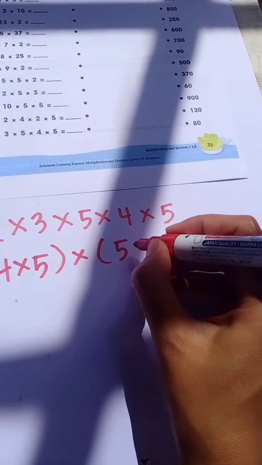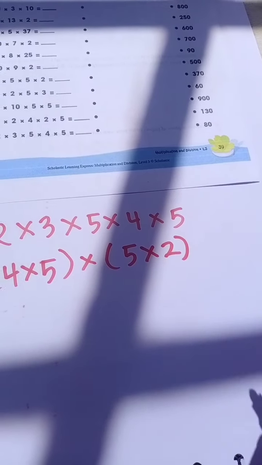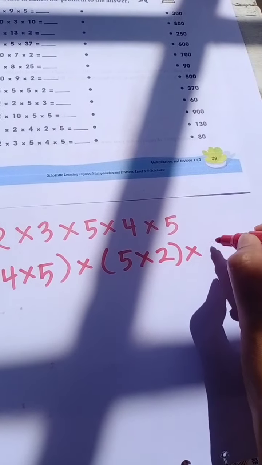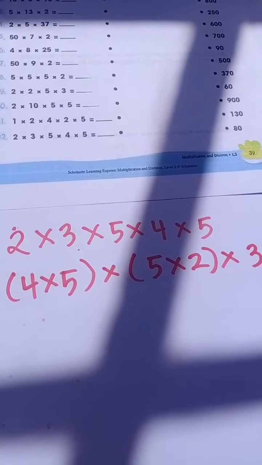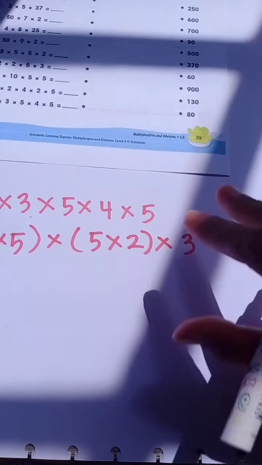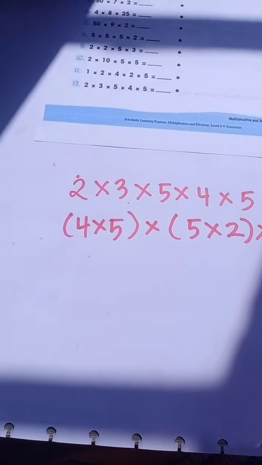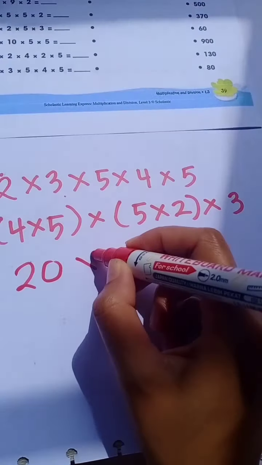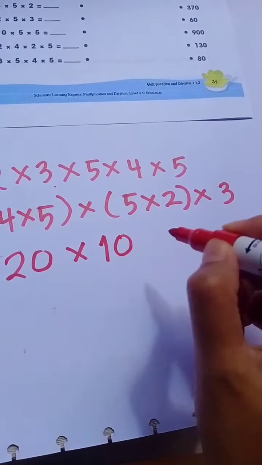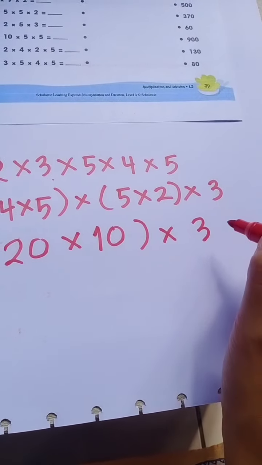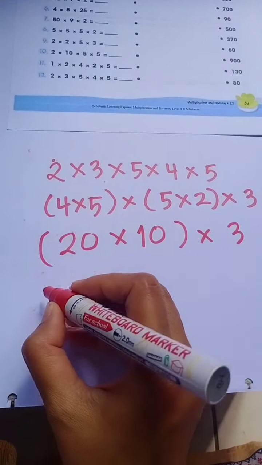I group 4 times 5 and then 5 times 2. And then the last number there is the 3. Okay. So from here, let's see. So 4 times 5 equals 20, excellent, times 5 times 2, yes. So we group that because again, we want to have the tens or the hundreds.